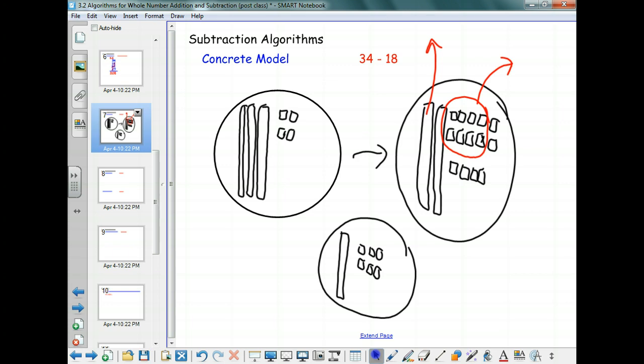That works really well. It can be done really well with money as well, especially if you're teaching something about money, and some of you will be teaching money in your classrooms, right? Can you imagine taking a dollar bill and turning it into 10 dimes? Yeah?